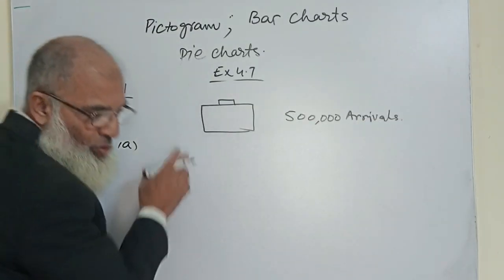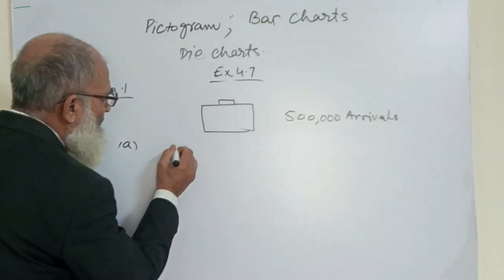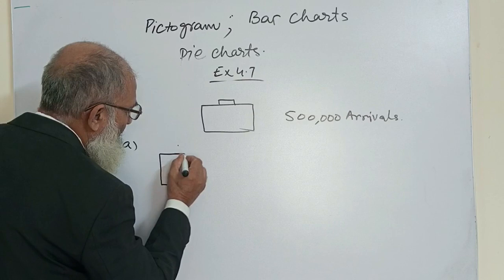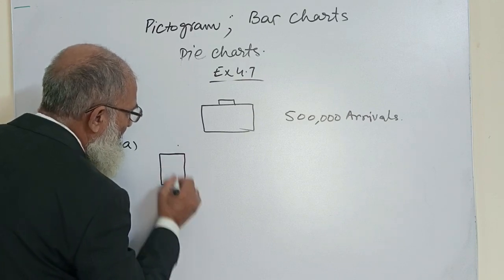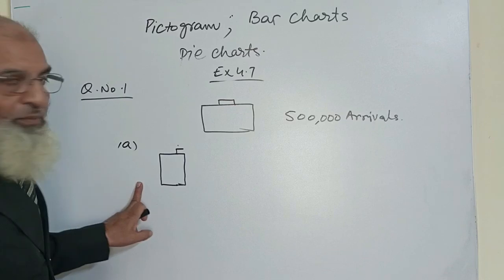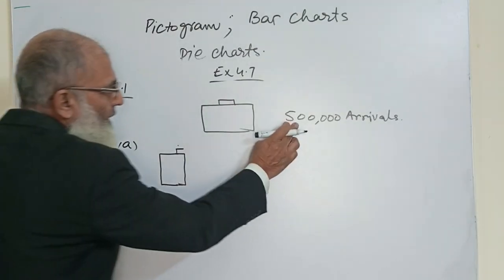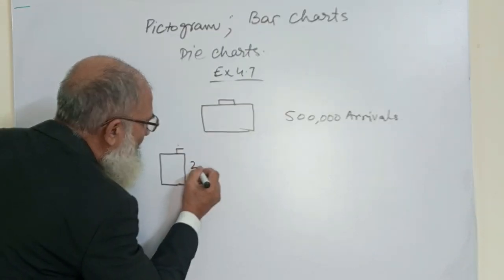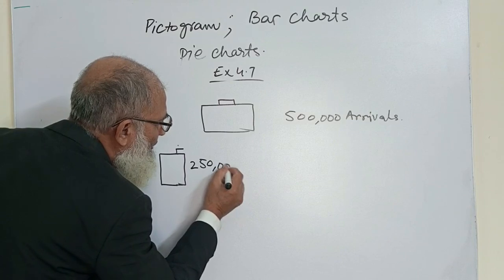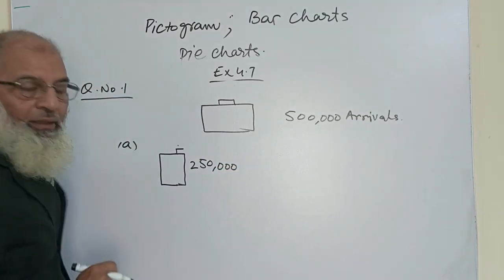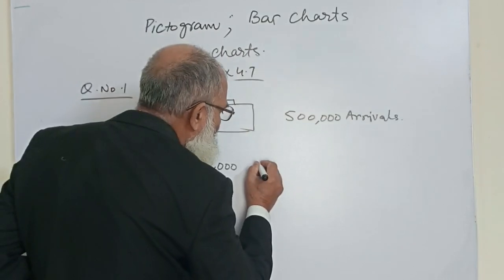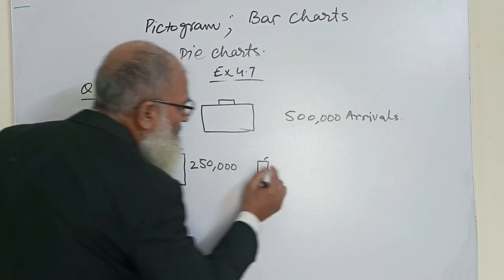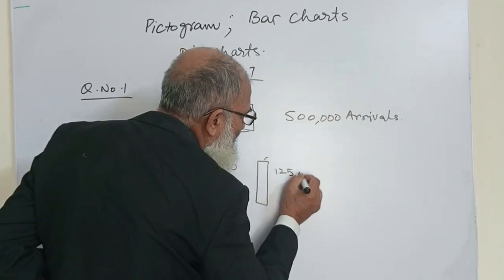Now a half bag is given over here. Now this half bag means how many? If it is 500,000 arrivals for one bag, that means it is 250,000 arrivals for half bag. And if it is a quarter bag, then it means 125,000 arrivals.